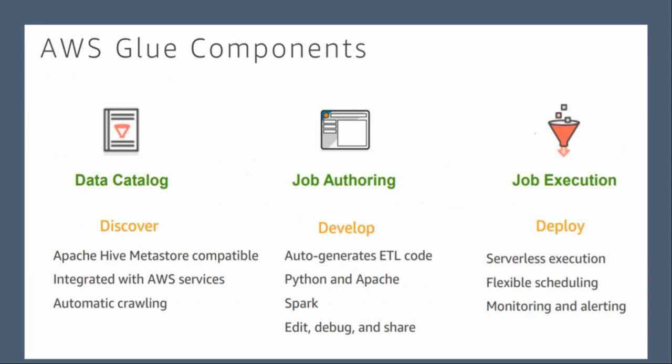The three basic components are first the crawler, then the catalog, and then the job. Secondly, you'll have job authoring. What this means is auto-generating of ETL code on the source and the destination selected. Python and Apache Spark are the languages that this works on.